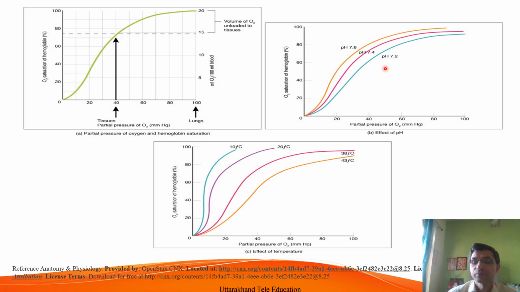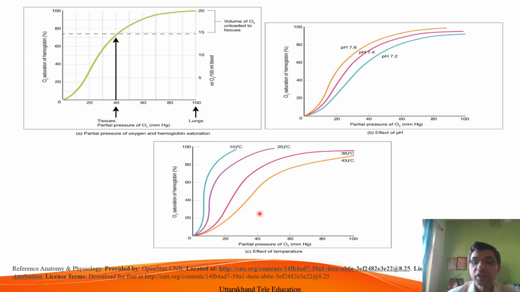One is the pH. If the pH decreases, that means the hydrogen ion concentration will increase. When the pH decreases, the binding curve will shift towards the right side, and more oxygen will be released. Here you will see that more is released at 50% saturation. So here is this one, and the partial pressure of oxygen has moved.